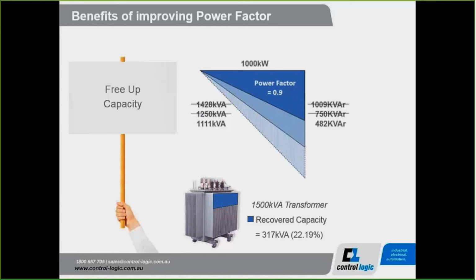So if you're close to capacity on your transformer and you want to expand and you happen to have a poor power factor, one way around that, of course, is installing a power factor correction unit on your site, reducing the reactive power locally, and therefore you're not importing the power and you're recovering capacity on your transformer. So that's another reason people consider installing power factor correction.